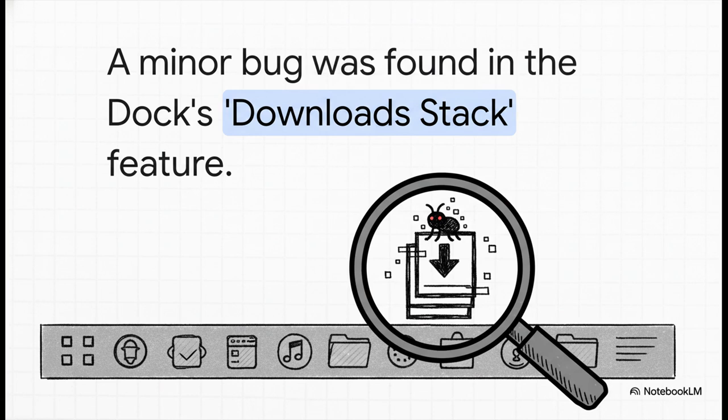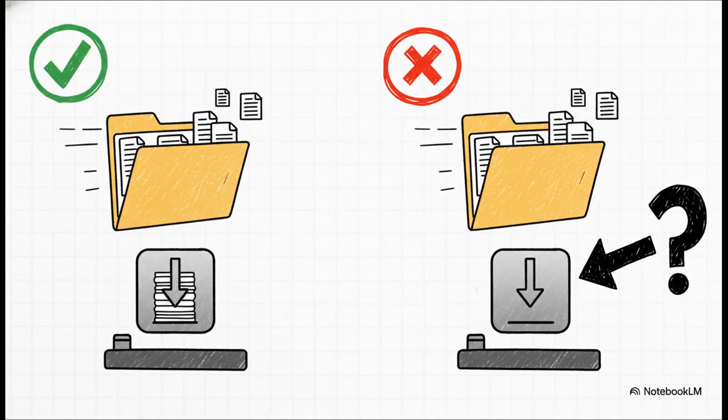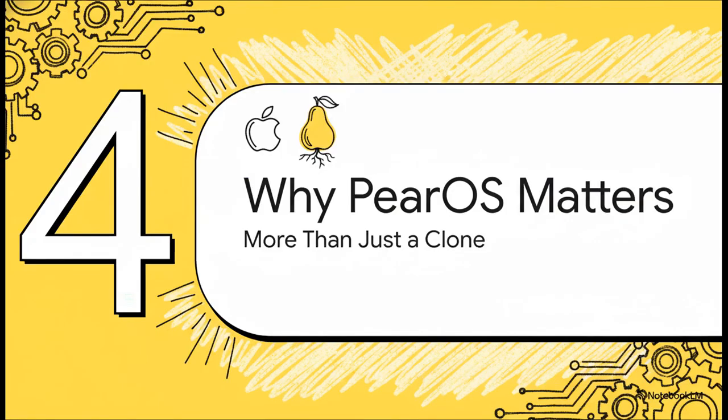You know, that little thing that's supposed to fan out to show your recent downloads? Yeah, the problem is pretty simple. The icon's there, but it just doesn't update. It says you have 0 files even when your downloads folder is full of stuff. It's a tiny glitch in what's otherwise a seamless experience, and almost certainly an easy fix for a future update. No biggie.